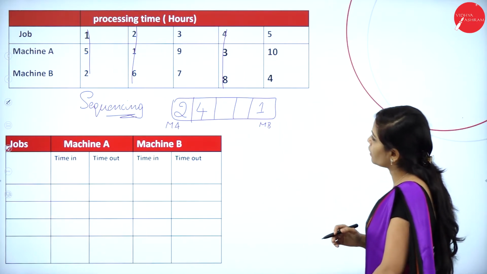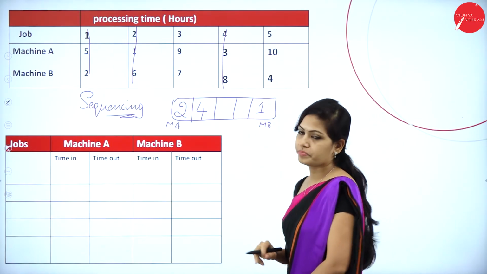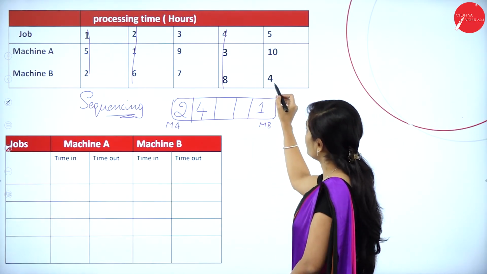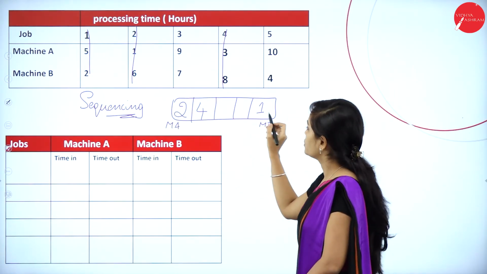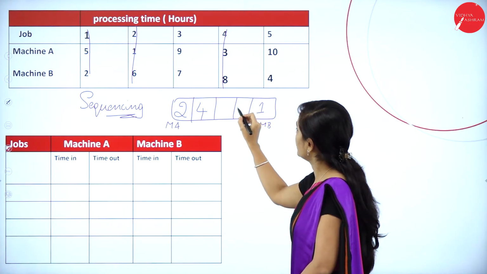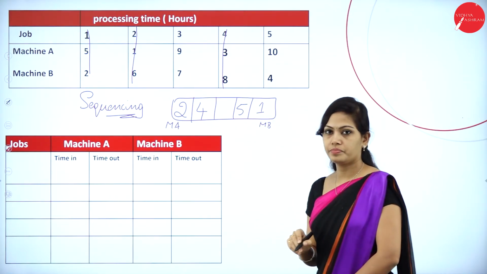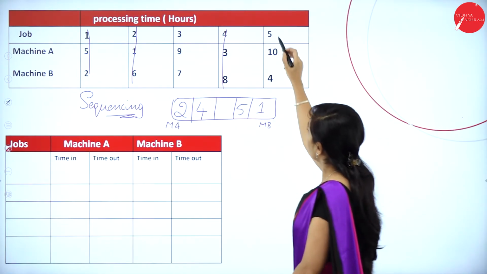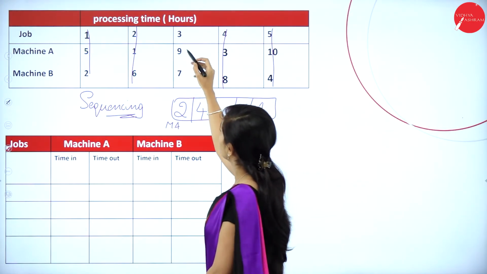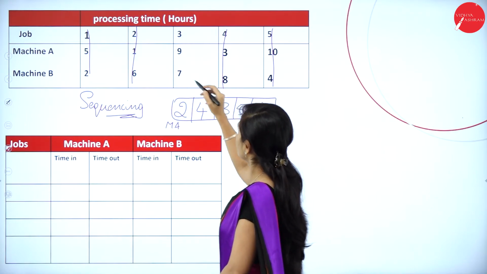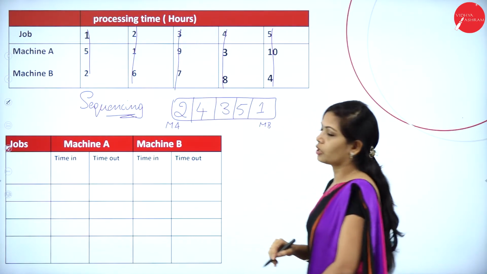The next least value is this 4, right? So 4 is the least value. It comes under job 5 and machine B. Machine B means I will write this side job 5. And I will cancel this. The last job is job 3. So I will write here. Cancel this job 3 also.